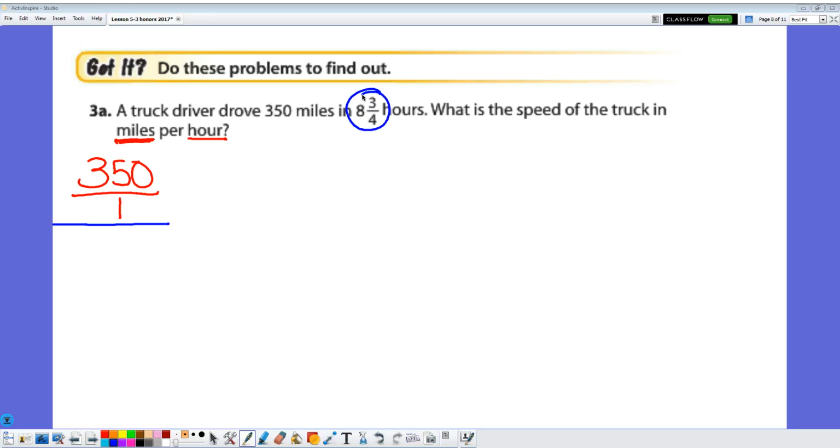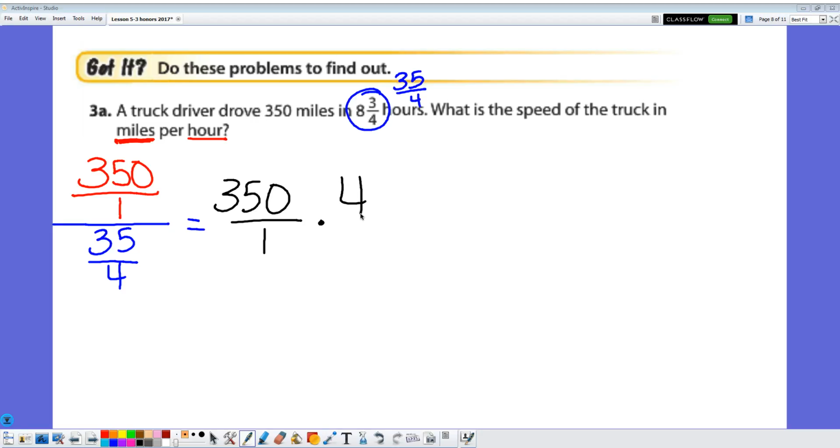Okay, 8 3/4 I need to make improper, and that's going to go in my denominator. So remember, you're going to multiply the denominator by the whole number, which in this case is 8, and 8 times 4 is 32, and 32 plus 3 is going to be 35, and I keep my denominator, so I'm going to call it 35 over 4. And now again, I'm going to do keep, change, right? And the multiplicative inverse of 35 over 4 is 4/35.